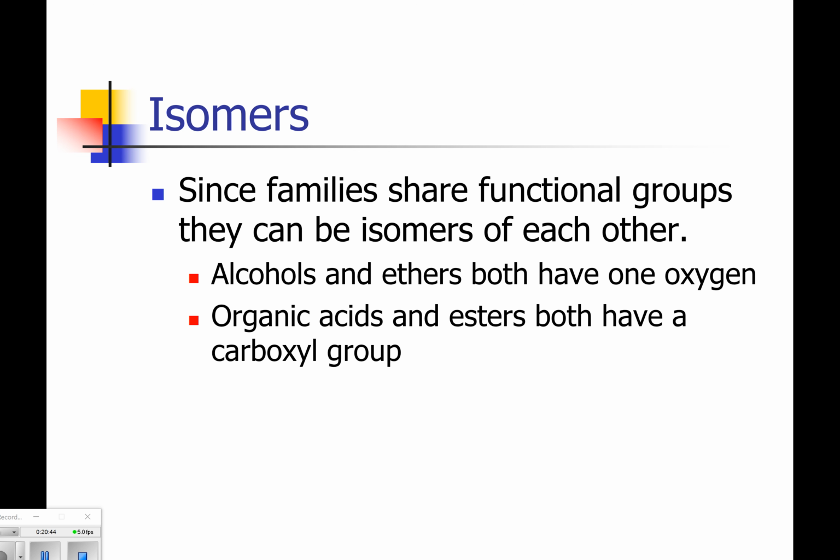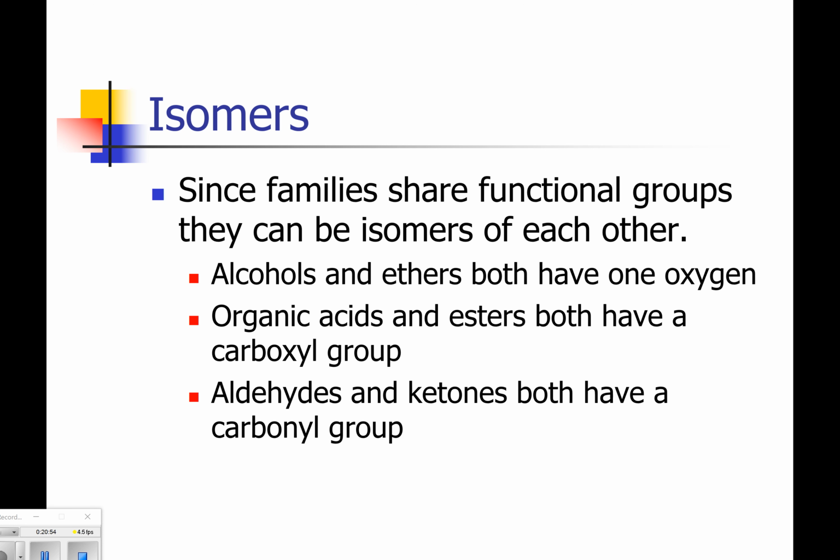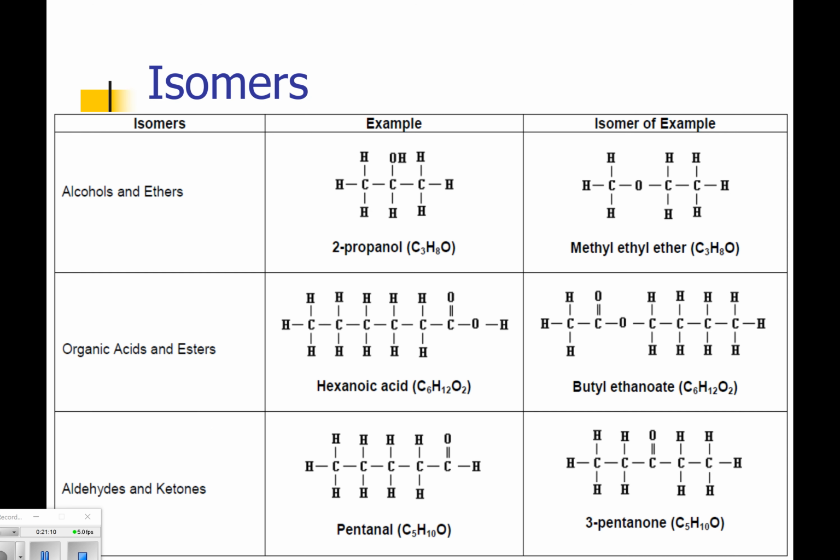Organic acids and esters both have a carboxyl group. Again, depending on where that carboxyl group is located, in the middle or at the end, it's going to determine if it's an organic acid or an ester. If it is an ester, we would have to react that organic acid with an alcohol. And aldehydes and ketones both have a carbonyl group. Again, depending where it's located, in the middle or the end of the molecule, will determine if it's an aldehyde or a ketone.